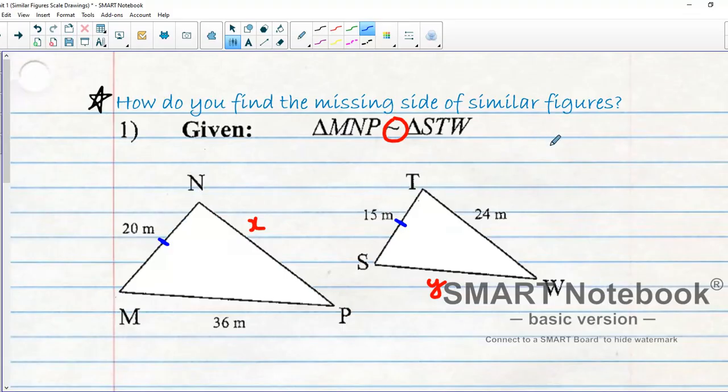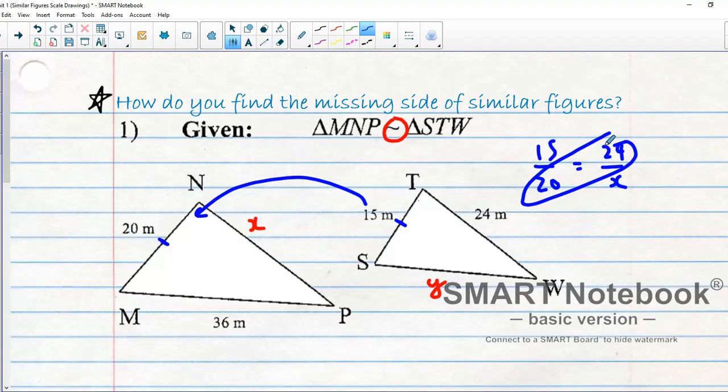So, okay, let's match them. How about 15 to 20 is 24 over what? So again, left to right, right to left. 15 to 20 is 24 to what? So now I'm gonna grab my calculator. You should have your calculator in front of you also. So let's see, 20 times 24 is 480. And then divide that by 15. 32. All right, so this is 32.